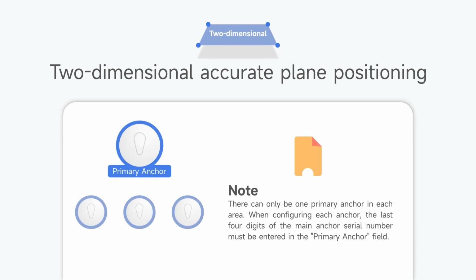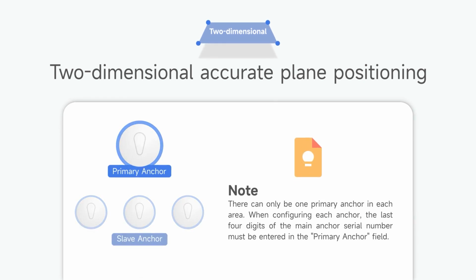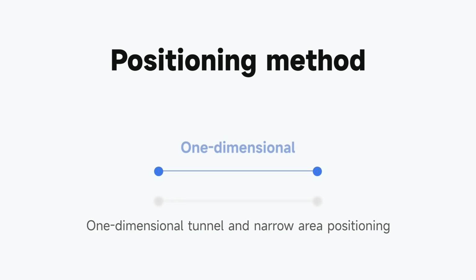Note: there can only be one primary anchor in each area. When configuring each anchor, the last 4 digits of the main anchor serial number must be entered in the primary anchor field. One-dimensional tunnel and narrow area positioning.